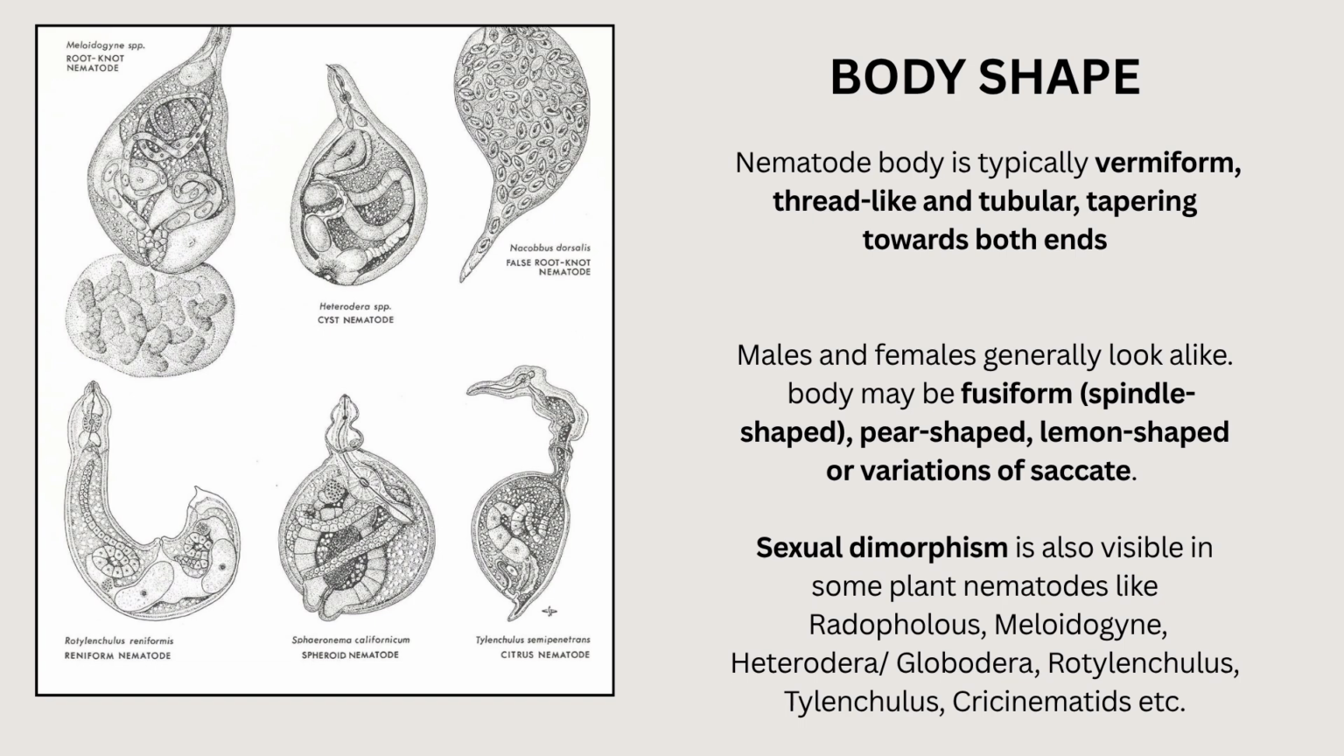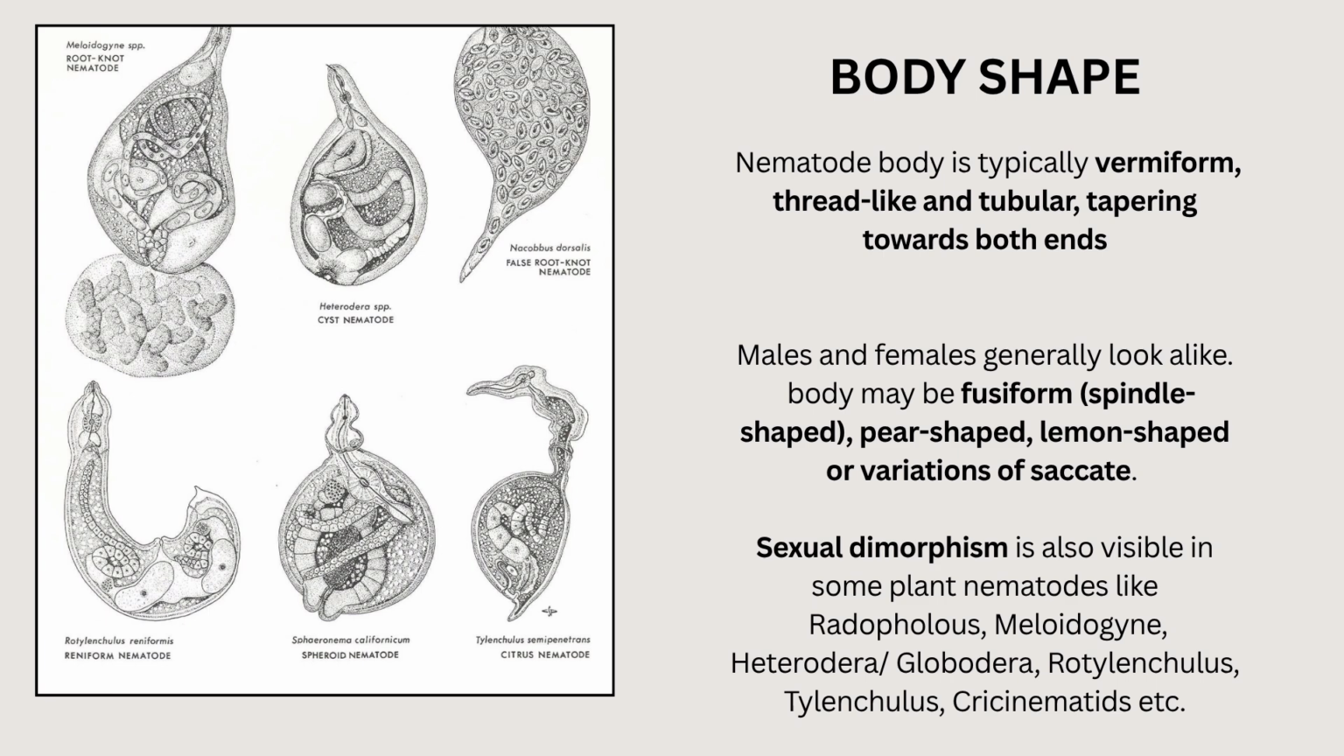And coming to their body shape, nematodes are mostly thread-like. Even the word nematode came from the Greek word nema, meaning thread. So they are mostly thread-like, and that is why they got their name nematode. Mostly they are vermiform, thread-like, tubular in shape, and they taper towards both ends. In most nematode species, the males and females look similar, but there are certain species which exhibit sexual dimorphism.